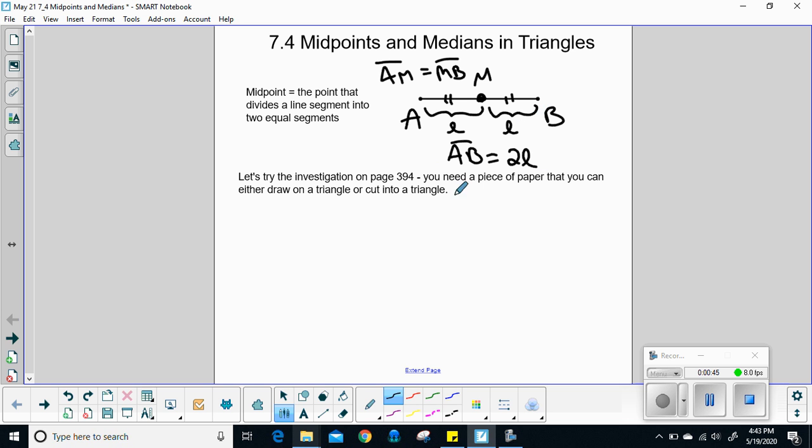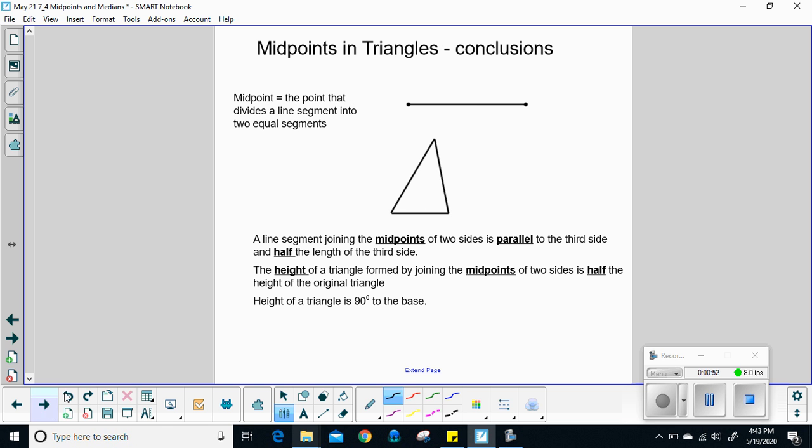All right, so I did an investigation. I followed the instructions off of page 394, took a piece of paper, and came up with a bunch of really cool things. So again, let's recap. Midpoint is in the middle, exactly different sides. So if I put 2 midpoints on here and I join them up in a line, so these guys are both the same length, these guys are both the same length, I notice that the length of this is half the length of the bottom. So the bottom is twice the length of the line segment joining the 2 midpoints.